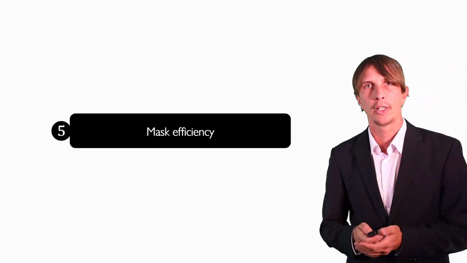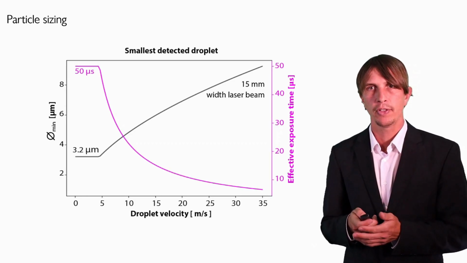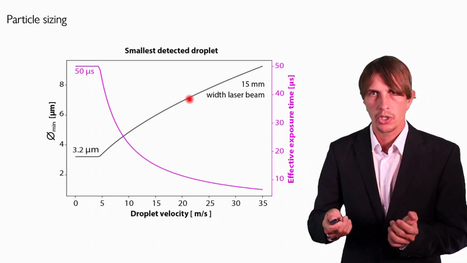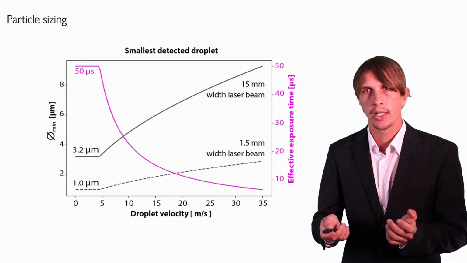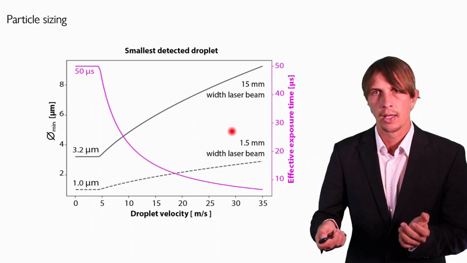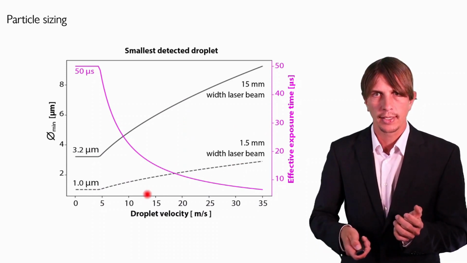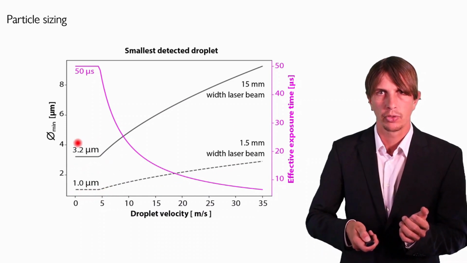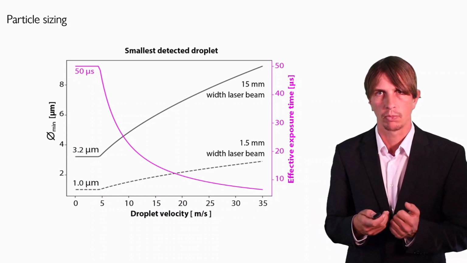In this section, I'm going to talk about mask efficiency. For this work, we have changed the wide planar illumination into a thin laser sheet. By doing so, we could detect down to 1 micron particles instead of 3.2. And this at 50 microseconds detection.